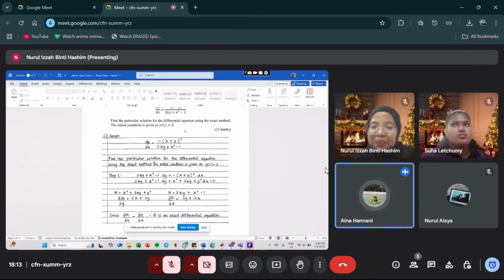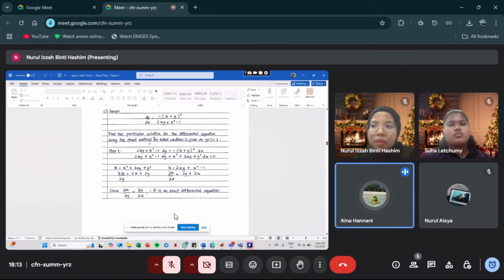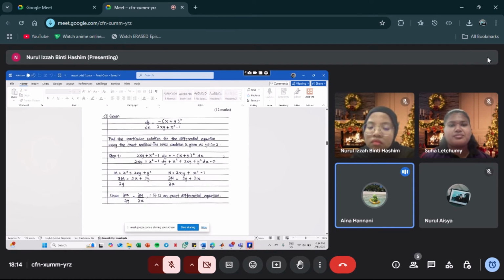The first step of exact ODE is we need to write the ODE in the standard form of exact ODE, M(x,y) dx plus N(x,y) dy equal to 0, and check for the exactness of the ODE, that it fulfills the same partial derivative of M and N. Since the partial derivative of M and N is the same, it is an exact differential equation.